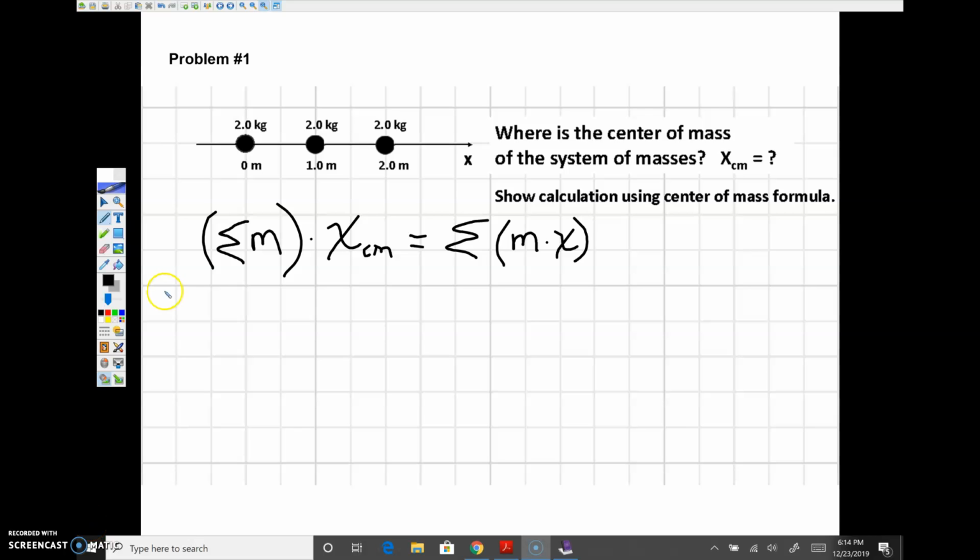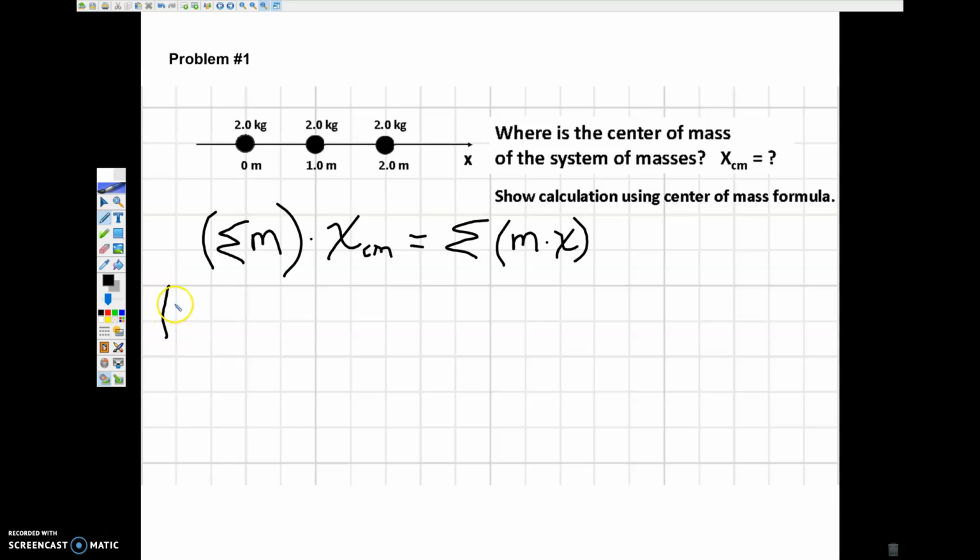So in this case, you would add up the three masses. The first object is a 2 kilogram, the second object is a 2 kilogram, and the third object is a 2 kilogram mass. Adding them up, it's going to give you 6 kilograms, and then that's going to be multiplied by the x-coordinate of the center of mass, which is the unknown. That's what we're trying to find.